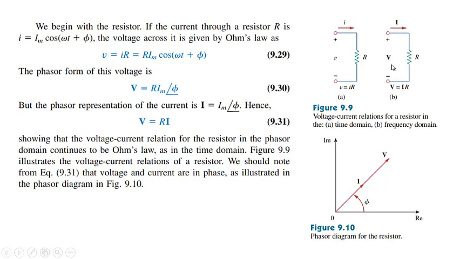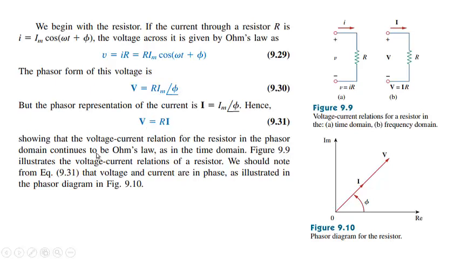This is the phasor representation, which is used in the bold form. The phasor form will be V is equal to R into Im at an angle of phi. Because we have converted this to phasor form, we are only retaining the maximum value and the angle, and we are dropping the cos of omega t. So it comes out to be V is equal to R into Im at an angle of phi. But the phasor representation of the current is I equal to Im at an angle of phi.